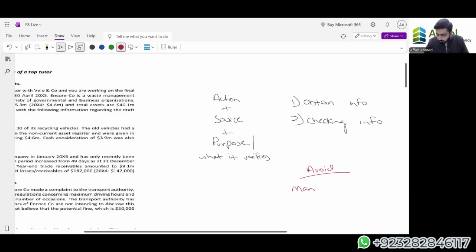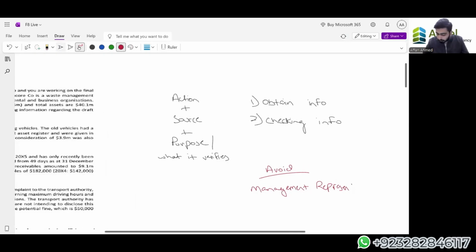Management representation. Okay, these are the points that, by avoid, I mean do not write them in the first 2 to 3 points. If they are asking you for a 5 marker question or 6 marker question, try to go for these points at the last point, second last point.